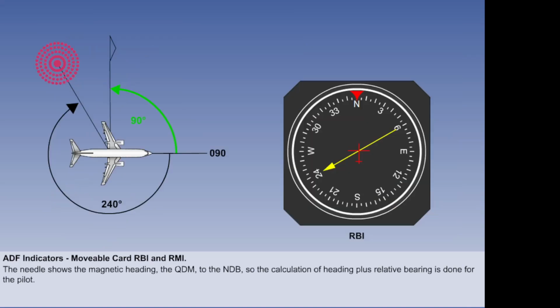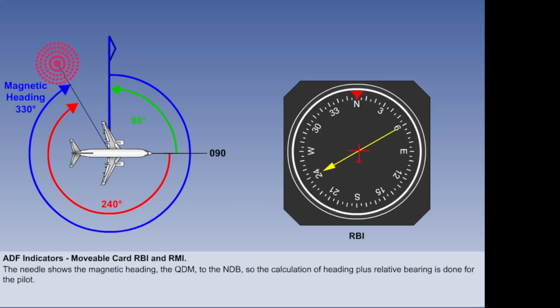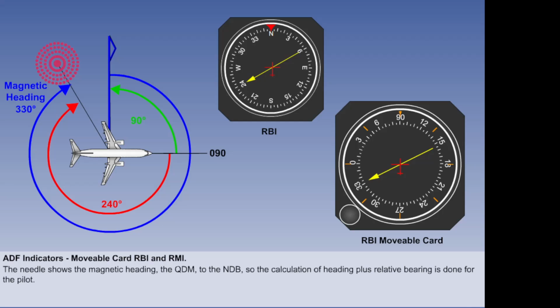The NDB is in the same place. It is just the aircraft's heading that has changed. So if we add the heading of 090 degrees to the relative bearing of 240 degrees, we have the same magnetic bearing to the NDB of 330 degrees. With a movable card set at 090, this calculation is done for the pilot, showing that the NDB is on a magnetic heading of 330 degrees.